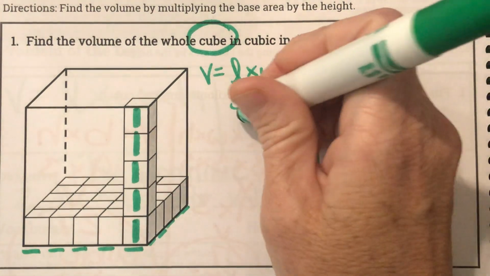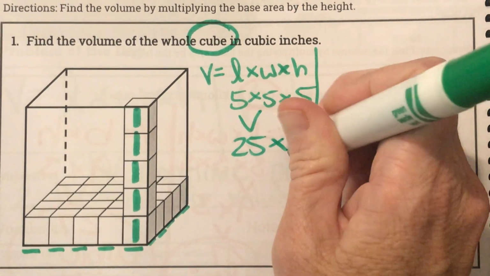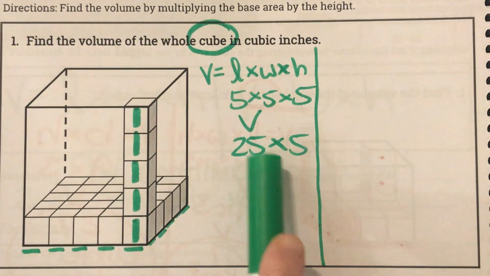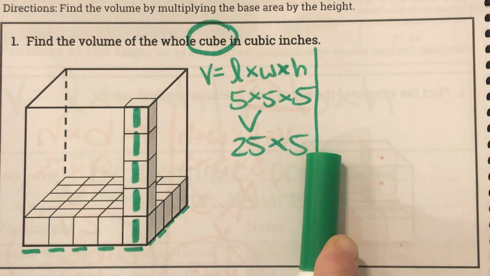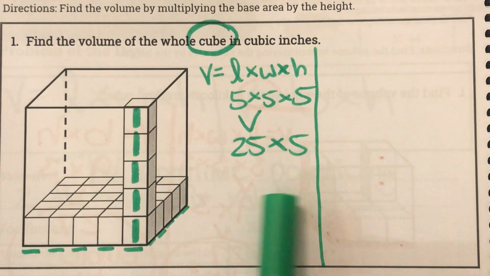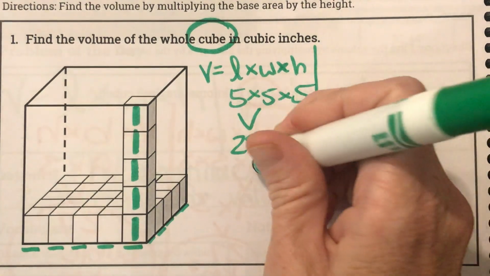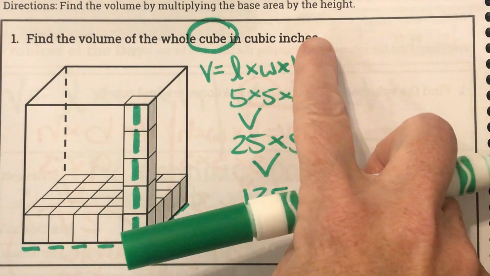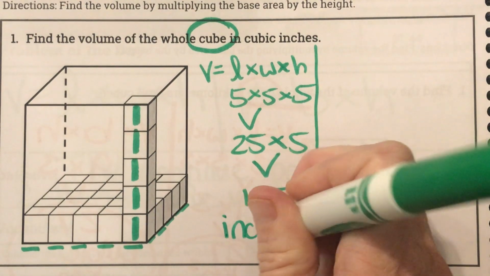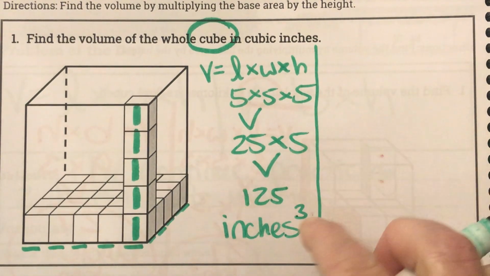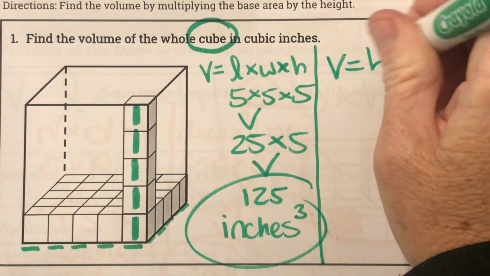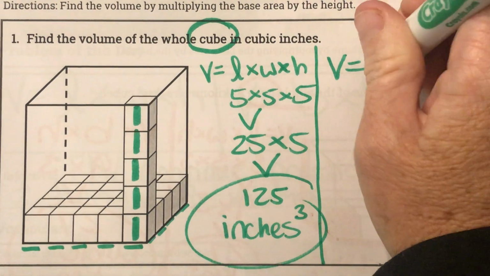All right. So 5 times 5 is 25 times 5. This one I actually could do in my head because I would probably think about quarters. If I had 5 quarters, well, 4 quarters would be $1, and 5 quarters would be $1.25. So I could do that one in my head. And this one tells me my measurement is inches. So it's 125 inches cubed.